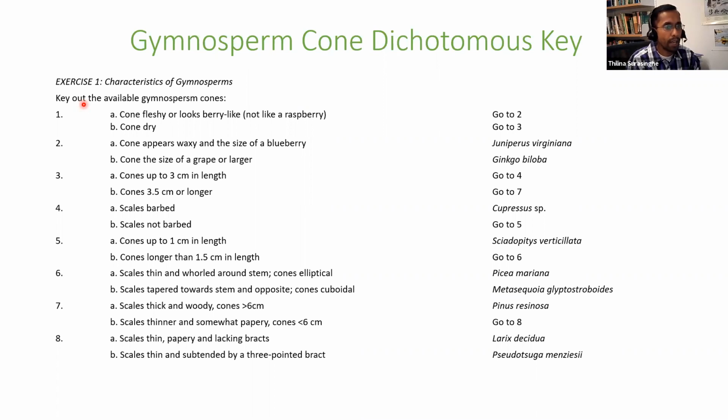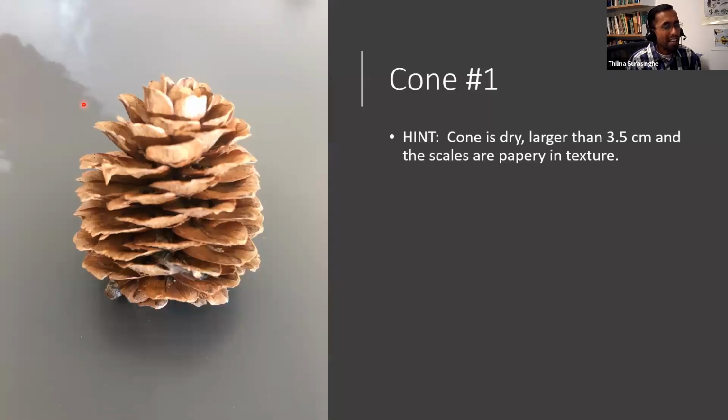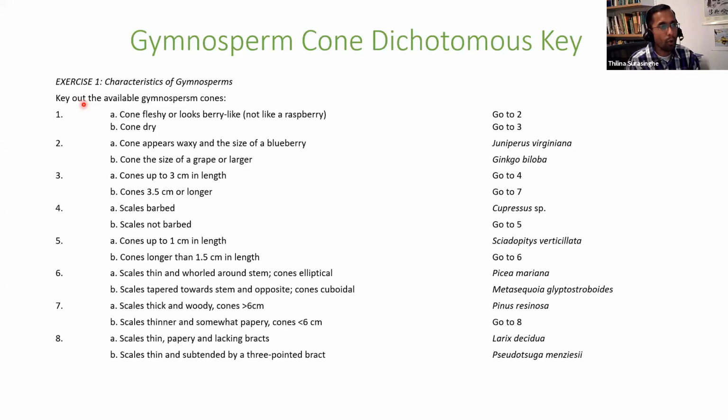And we go to 8: scales thin, papery, and lacking bracts, or scales thin and subtended by a 3-pointed bract. If you look over here, you don't see any subtending. There's no evidence of that happening. So we're going by the first point, larix. That's basically how you go about it.